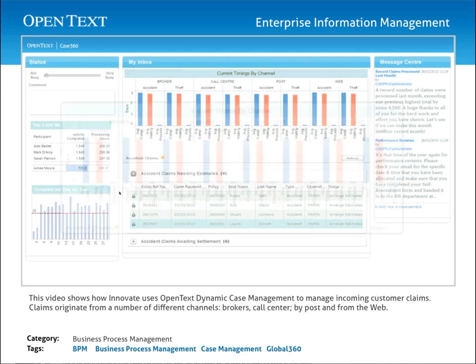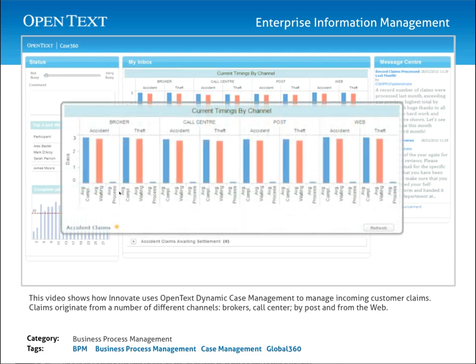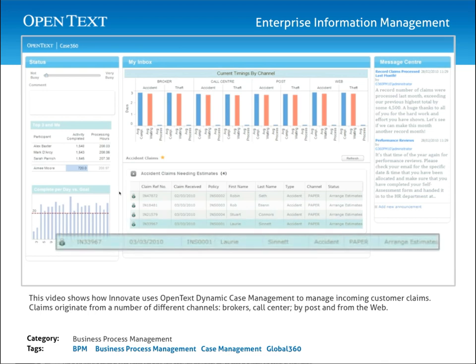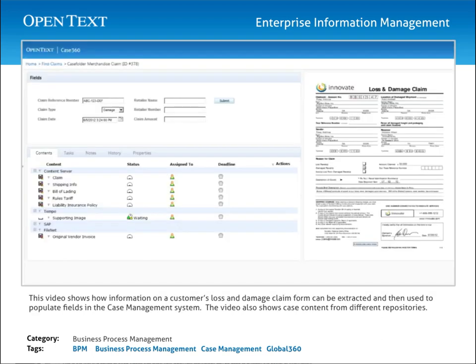Claims originate from a number of different channels, including brokers, call center calls, post, and web. The dashboard shows at a glance where the claims originate and who is working on them. We're going to drill down into a case relating to the damaged shipment of devices. On the right of the screen, you'll see the loss and damage claim form that this customer has filed.